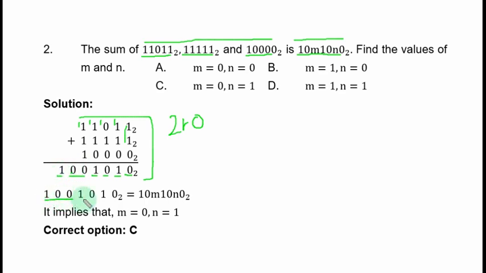So this is the result you compare with the given form. You see that this 1 is in the position of n. That means n is equal to 1, and this 0 is in the position of m. That means m is equal to 0. So m is 0 and n is 1. The correct option is option C.